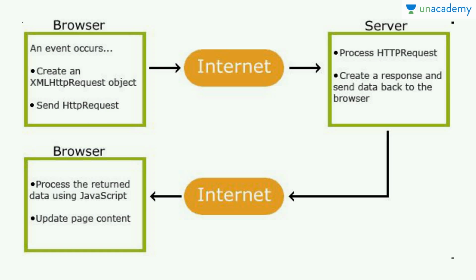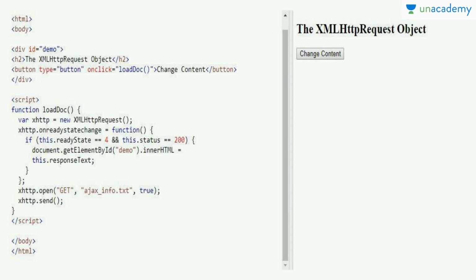The browser creates an XML HTTP request and then sends that to the server. The server receives that request, creates a response and sends that response back to the browser, and then the browser displays the data by changing the DOM elements. This is what actually happens when an HTTP request works, but the XML HTTP request works behind the scenes, so the user doesn't have to reload the page again. So this is our demo.